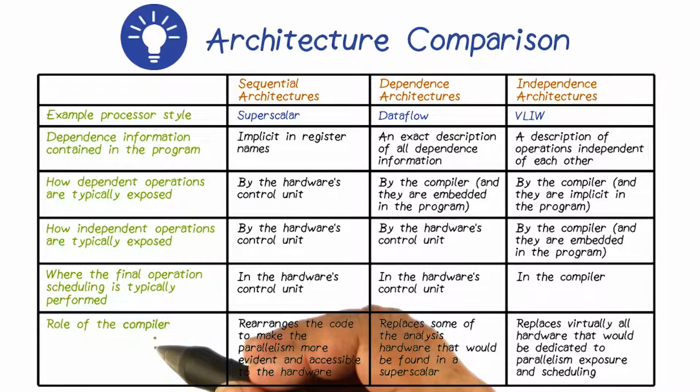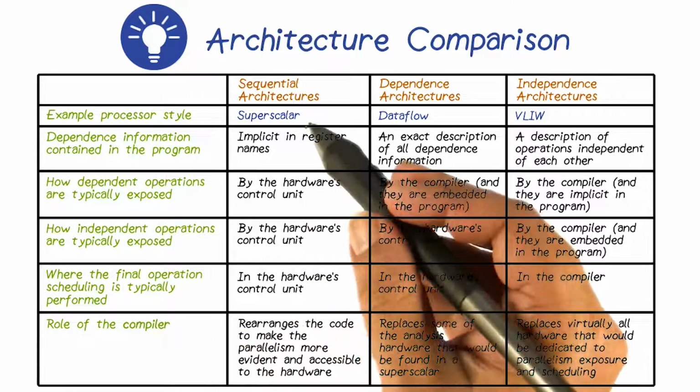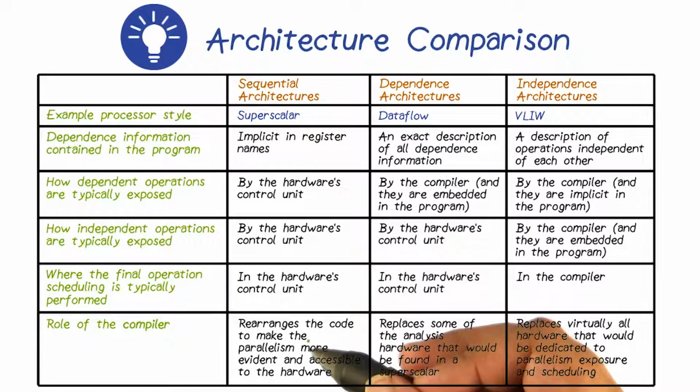And last but not least, let's find out the role of the compiler in terms of scheduling and independence versus dependence. In superscalars, what does the compiler do? The compiler rearranges the instructions to make the parallelism more evident and accessible to the hardware. For example, if an instruction shows up in a particular window, then it is amenable to scheduling at the hardware level, and it is the role of the compiler to find out which instructions go in that window.